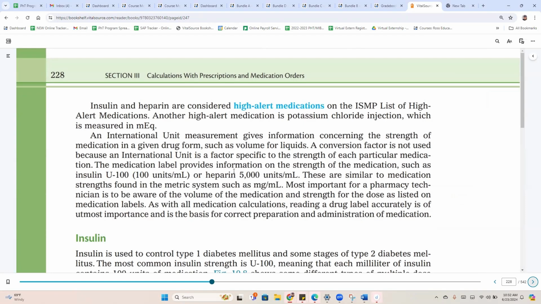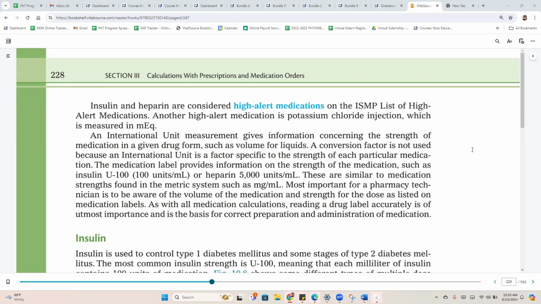Insulin and heparin are considered high alert medications on the ISMP list of high alert medications. Another high alert medication is potassium chloride injection, which is measured in milliequivalents. An international unit measurement gives information concerning the strength of medication in a given drug form, such as volume for liquids. A conversion factor is not used because an international unit is a factor specific to the strength of each particular medication. The medication label provides information on the strength of the medication, such as insulin or heparin. These are similar to medication strengths found in the metric system, such as milligrams per milliliter.